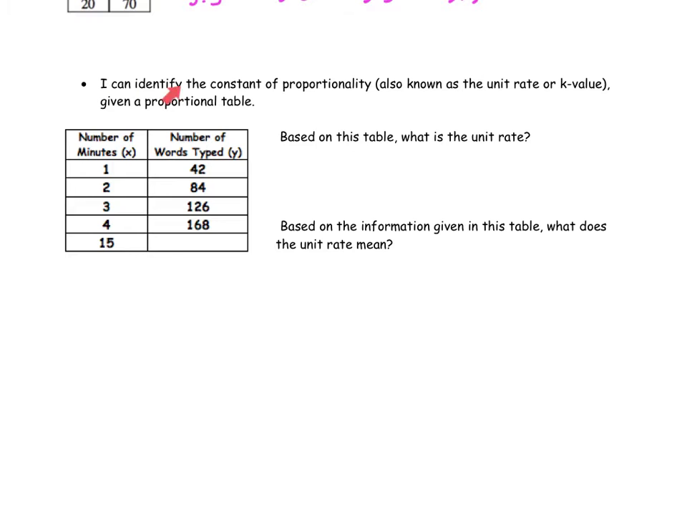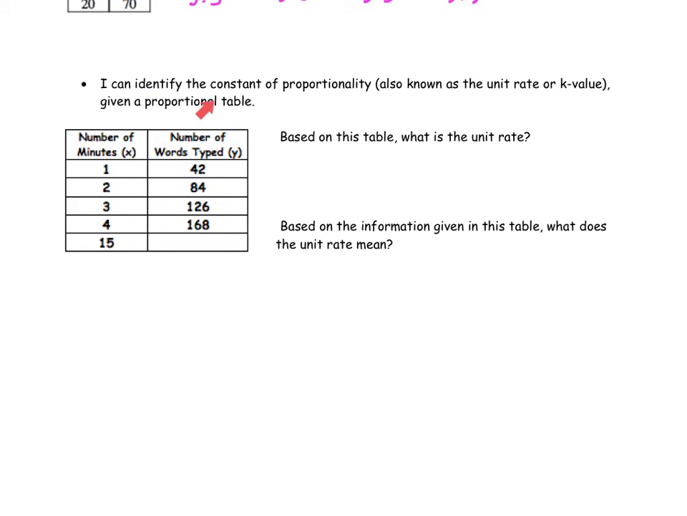This says I can identify the constant of proportionality, which is also known as the unit rate or also known as the k-value, given a proportional table. So they're telling us that this table is indeed proportional. So now it says, based on this table, what is the unit rate? So let's look at what we're given. We're given that the x values are the number of minutes, and we're given that the y values are number of words typed. So based on the table, what is the unit rate?